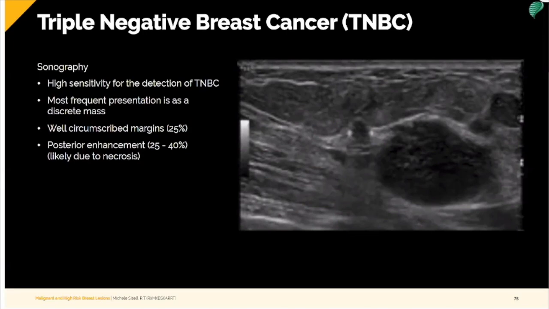Sometimes it'll look like a nice round lesion, but if you look really close, it has some irregular lining of that mass. Posterior enhancement. Why is that? Do you see how there's some enhancement? But this is a cancer that grows very quickly, so the cells in the middle are actually dead. They're necrotic. So the sound waves go through it faster and it causes a posterior enhancement. So this is one of those that kind of goes against the rules.